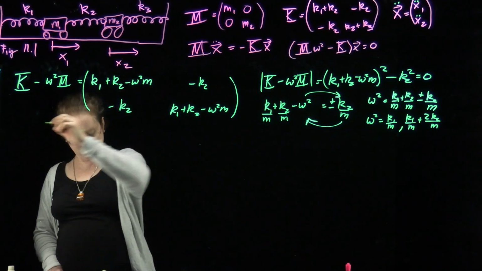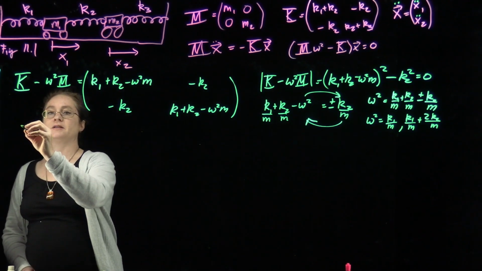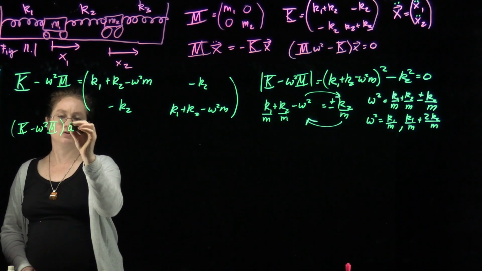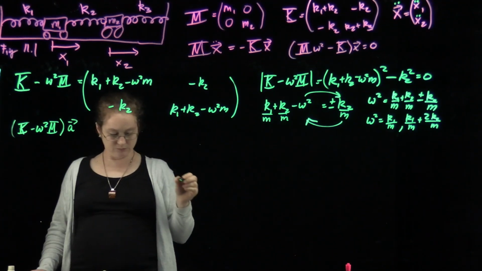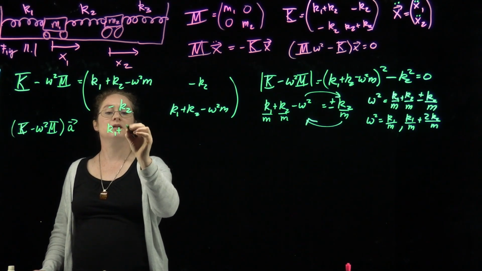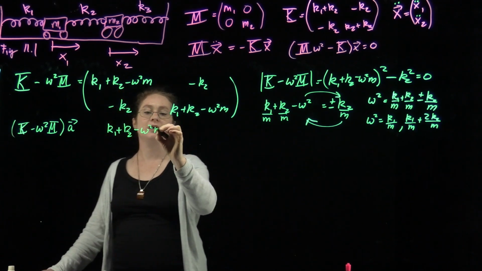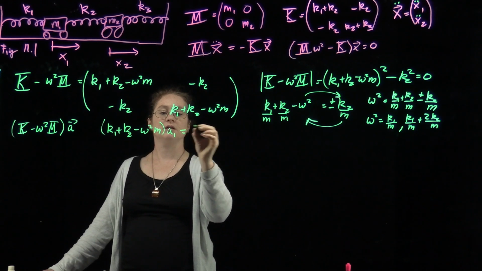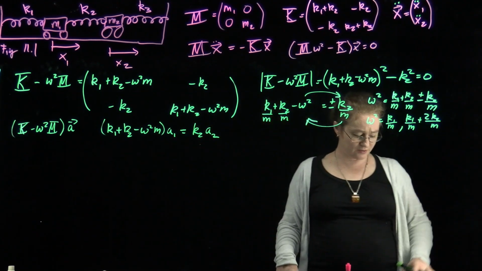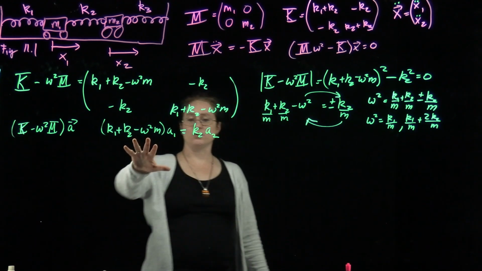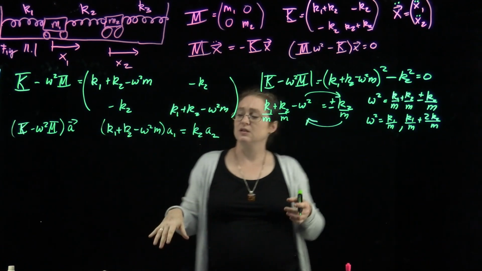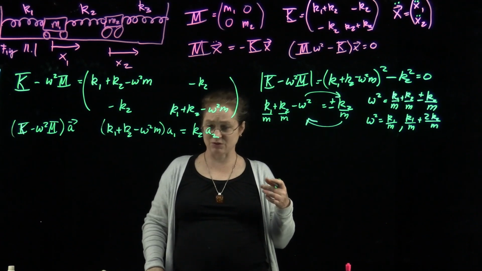And we will look at k minus omega squared m acting on the vector A. Our first equation is k1 plus k2 minus omega squared m times A1 equals k2 times A2. I'm going to be lazy. Remember, a good physicist is a lazy physicist. And I'm not going to come up with the second equation because I already know that it's redundant. You can actually see that it's redundant. I will leave that as an exercise for the student.